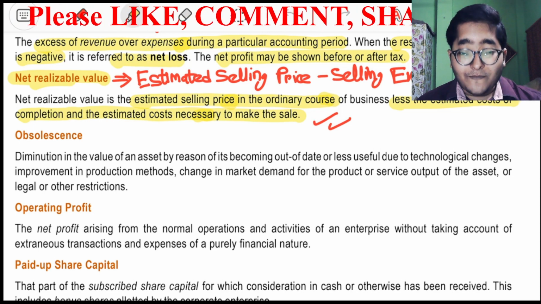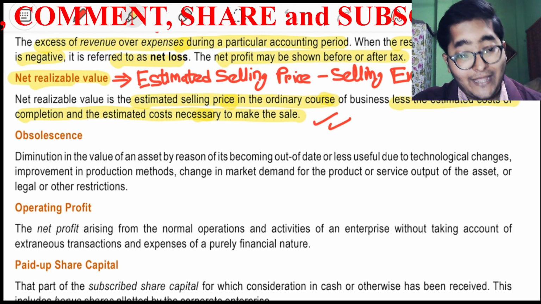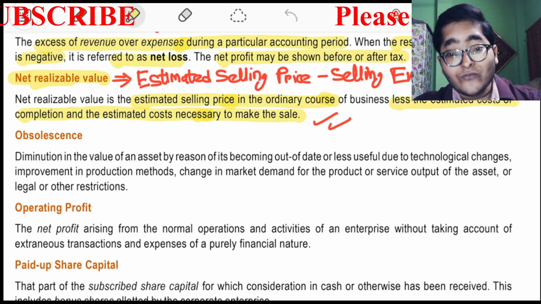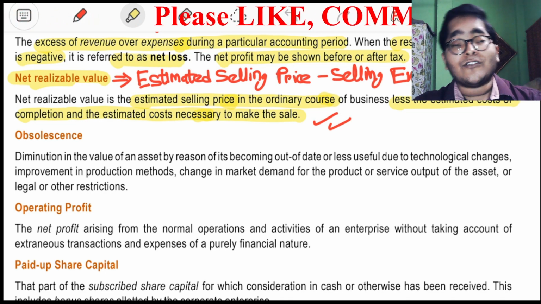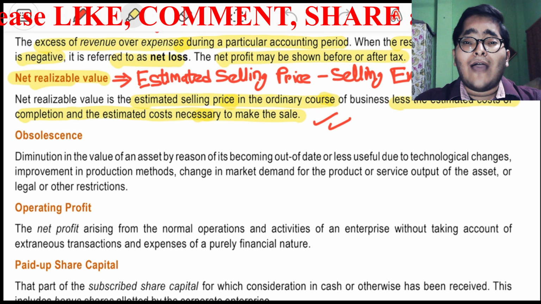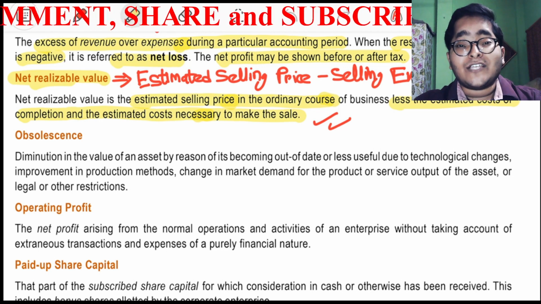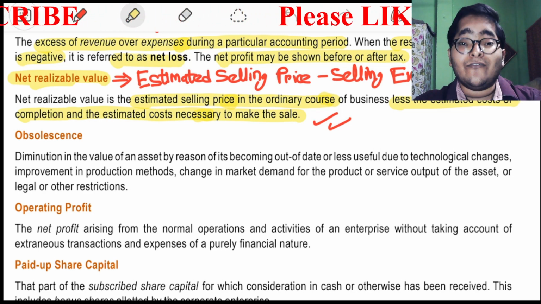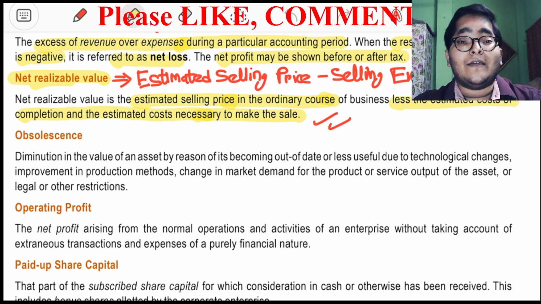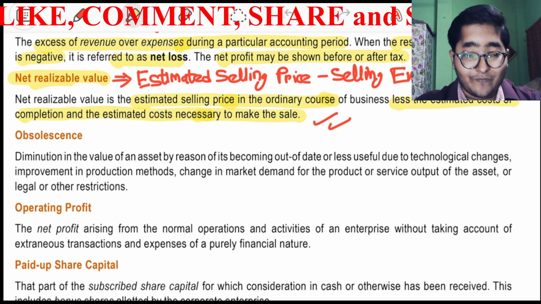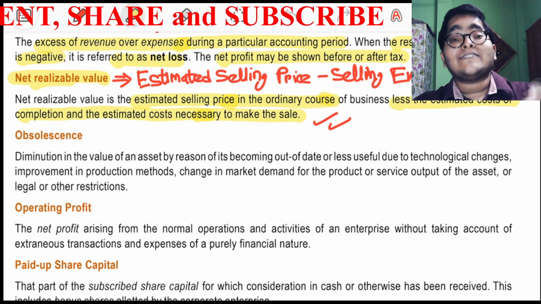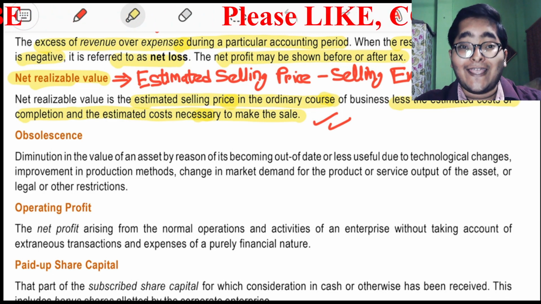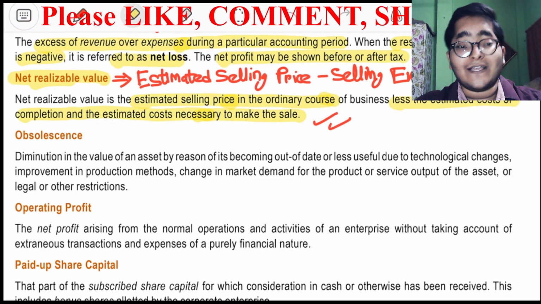Obsolescence. Obsolescence is the diminution in the value of an asset by reason of its becoming out of date or less usable due to technological changes. As the days pass by or the technological improvements occur, the technology involved in a machinery or in the process of production or the process of rendering a service changes. So, obsolescence occurs in case of an asset. What asset? A fixed asset, which is utilized in rendering of services or producing a product.